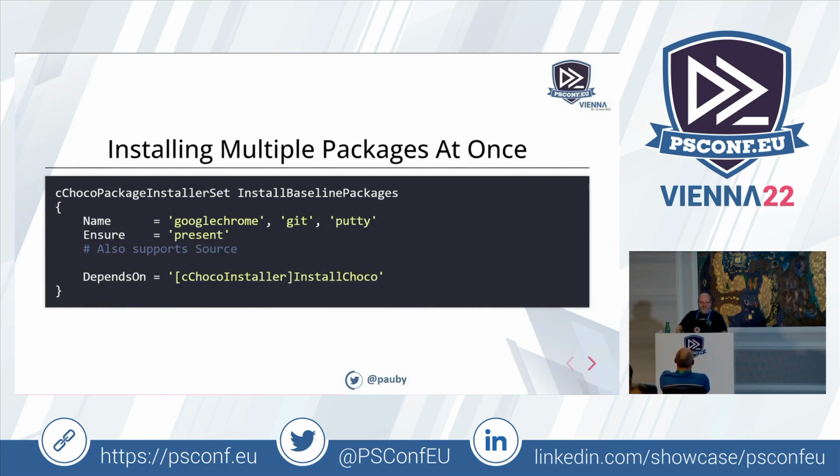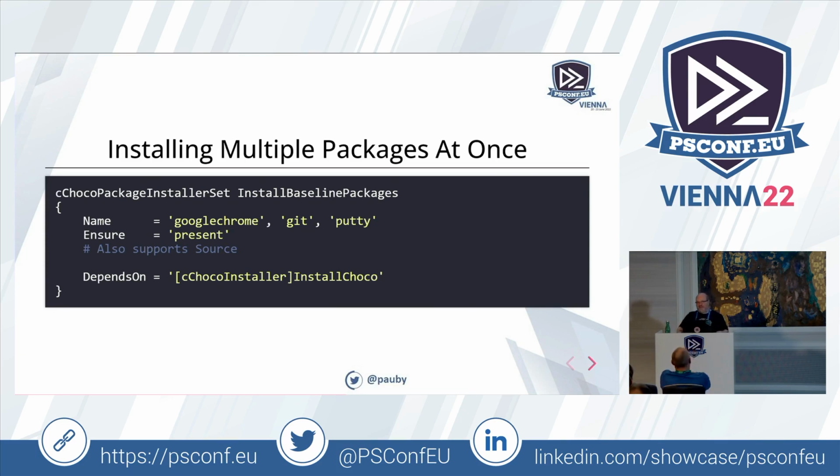You can also install multiple packages at once. Just the cChoco package installer set. And we've got 3 packages there. Obviously, that doesn't support version. It's a bit like when you're running it from the command line, Choco CLI. You're installing, let's say, Google Chrome, Git and Putty. You can't use the version parameter because it doesn't make sense. Version's applicable to one package. It's not applicable to a range of 3 packages.